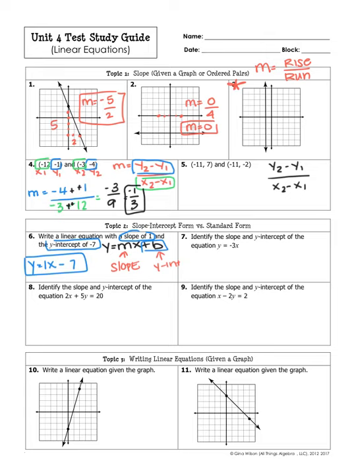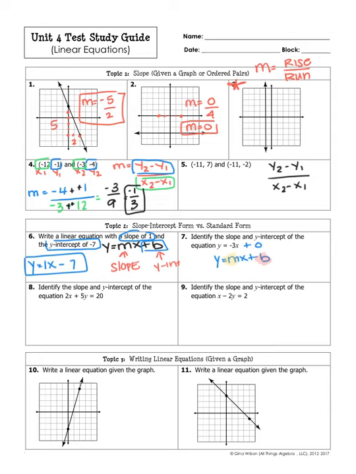For your number 7, it says to identify the slope and y-intercept of this equation. So I'll let you think about this. This is like +0. So you need to pull out the slope and also tell me what is the y-intercept. So go ahead and try number 7 now.